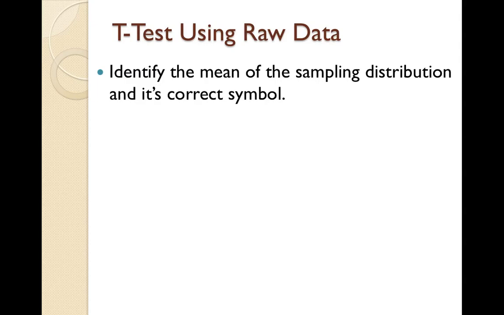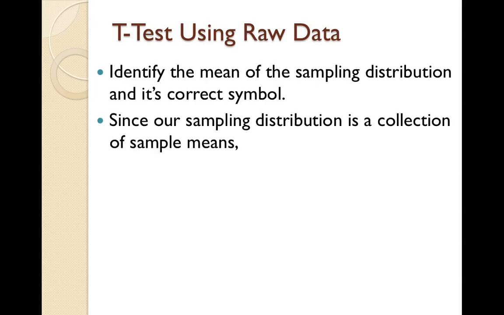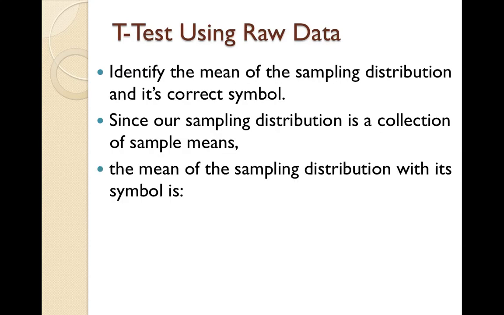So we have to identify the mean of the sampling distribution and its correct symbol. Our sampling distribution is a collection of sample means, and so the symbol is mu sub x bar equals 93. So it's the same as the mean of the population.